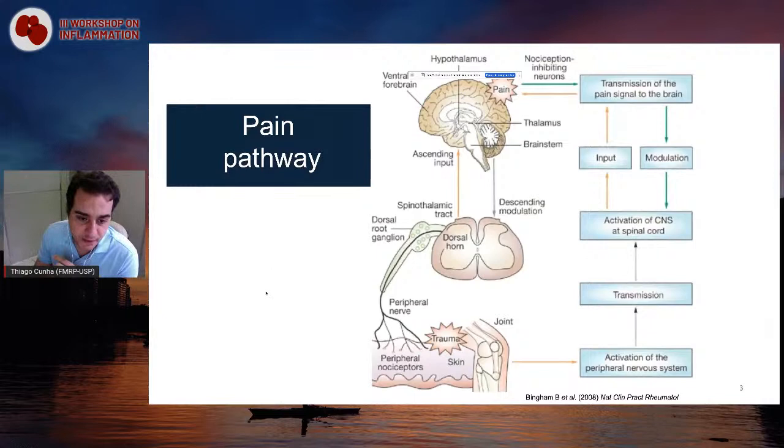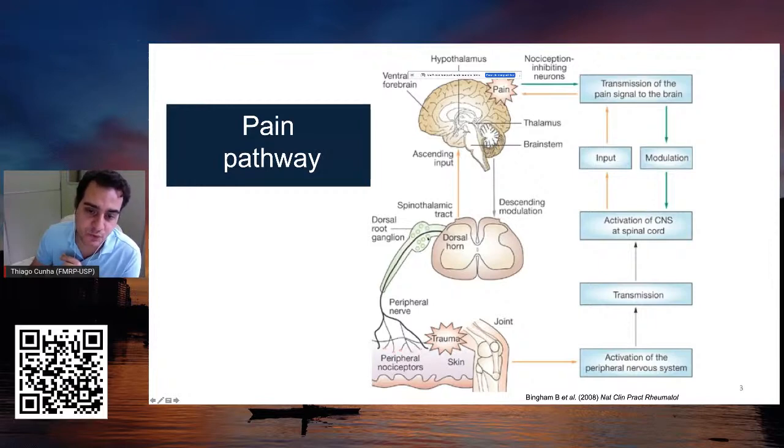Very quickly, you are probably aware that there is a pain pathway. There are special nociceptive neurons that recognize noxious stimuli in the periphery. We call them nociceptors. These nociceptors are very special neurons because they are pseudo-unipolar neurons that have long axons that innervate the tissue. They have a cell body in the dorsal root ganglion, and they make the first synapses in the dorsal horn of the spinal cord.